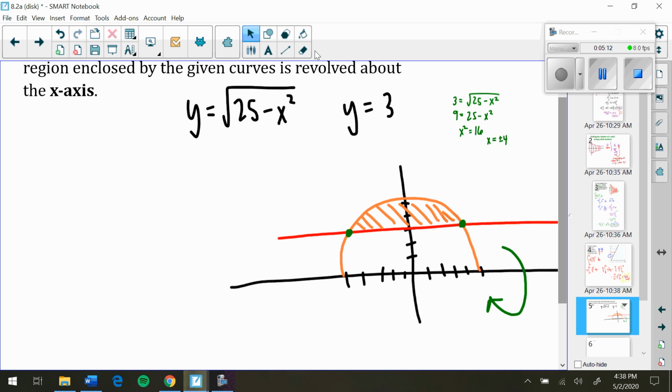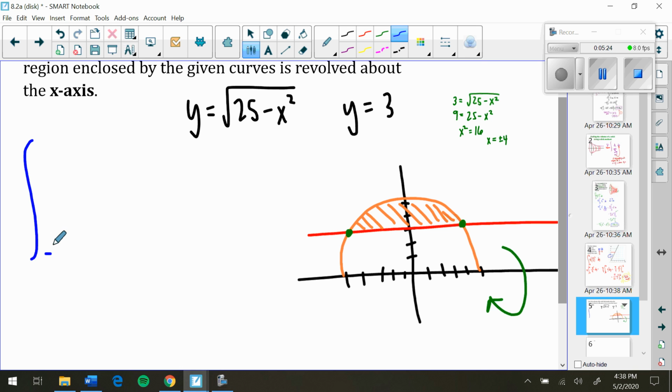All right, so we have our bounds, and we can start setting up our integral. I'm just going to make this a little nicer. All right, I know my integral is going to go from negative 4 to positive 4, and I know I need pi. Okay, now what is the radius here? Well, this distance is the y distance of our curve, so the square root of 25 minus x squared. But I don't really want that entire thing. I want to take away this distance right here, which is my line, y equals 3. So what am I going to do?